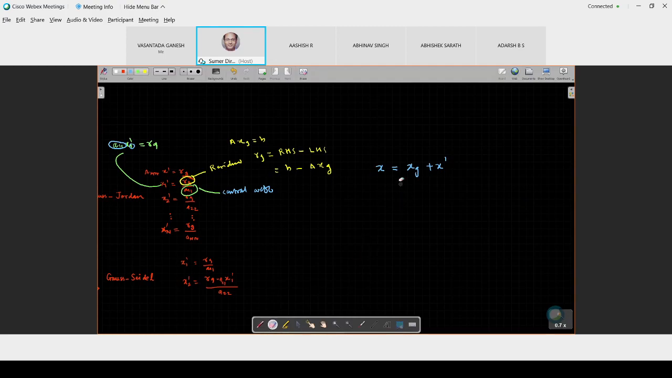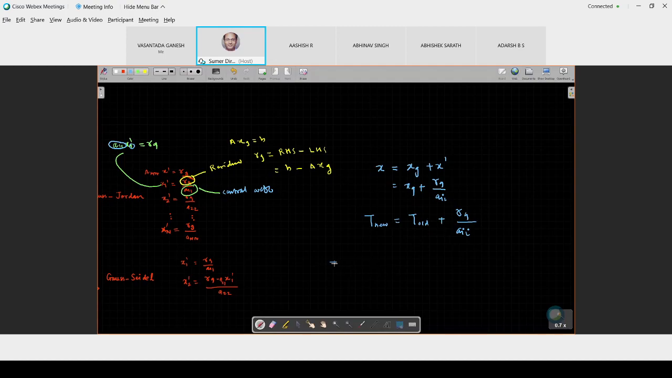This is nothing but xg plus residual Rg divided by aii, isn't it? In terms of temperature, for example, suppose we want to know the new temperature value, then this will be written as T old plus residual Rg divided by aii. So to calculate any new temperature value, the old temperature value plus Rg over aii will be used.